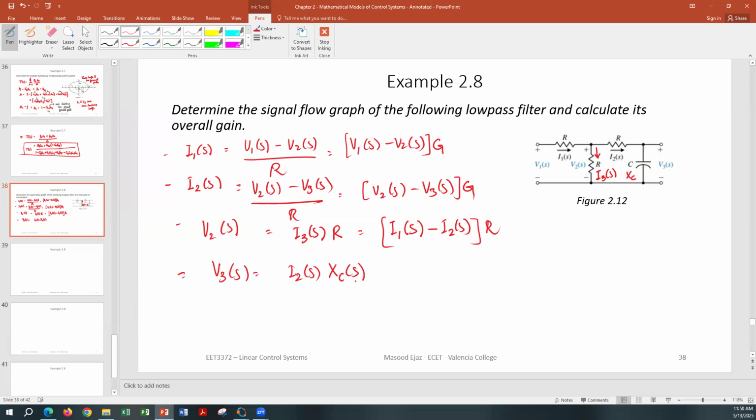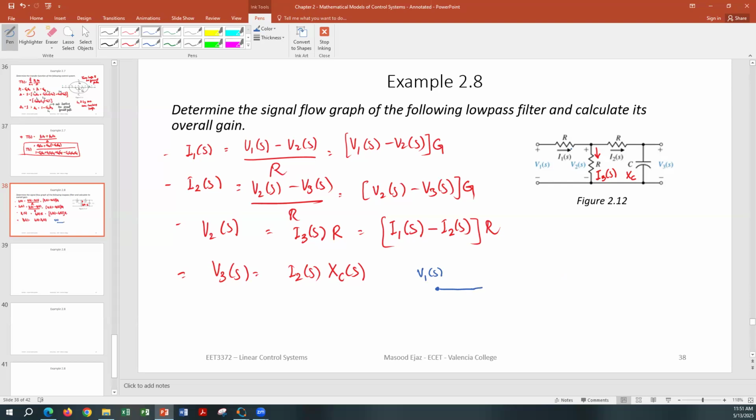So now we have all the signals, all the nodes. Our nodes are, of course, V1, I1, V2, I2, and V3. Those are signals. And then we also have gains of each branch. We have G, we have R, and we have Xs. So let's go ahead and draw it. Let's see if I can use this space to draw it. It's a smaller space too. Let's use another color. We're going to start with the input, which is V1S, that's our input.